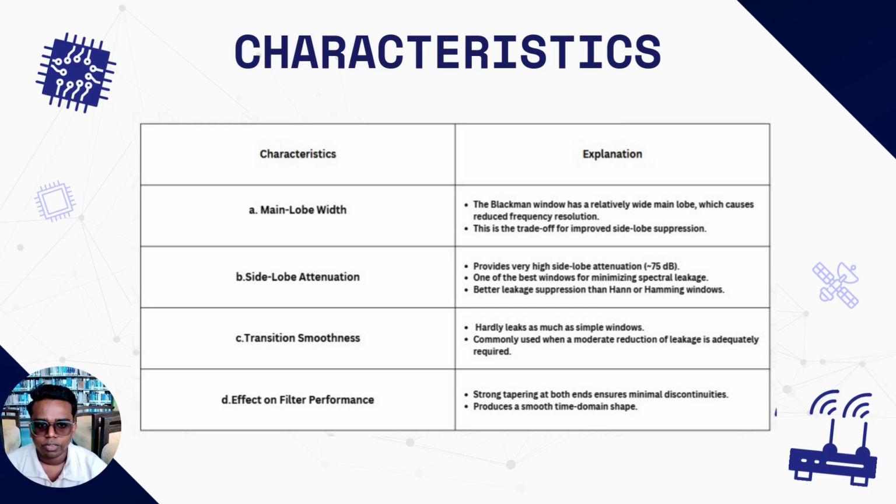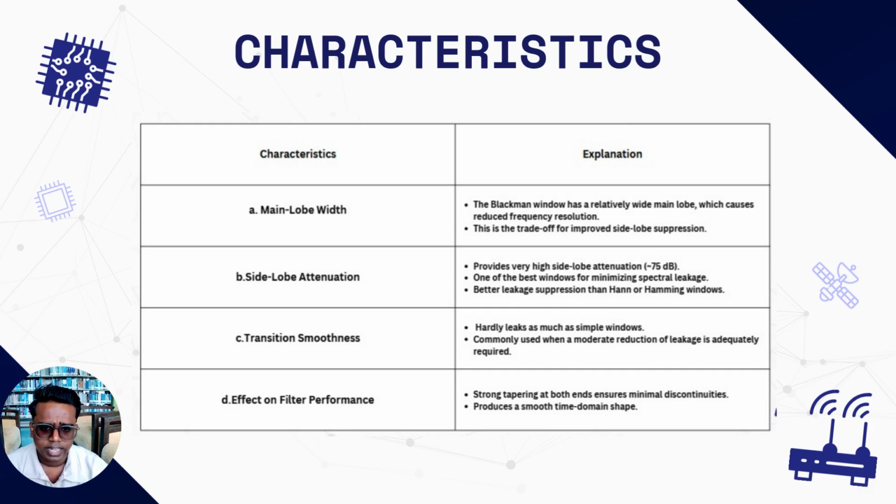Now we are going to see the characteristics of the Blackman-Harris window. The first one is main lobe width. The Blackman window has a relatively wide main lobe, which causes reduced frequency resolution, and this is the trade-off for improved side lobe suppression.